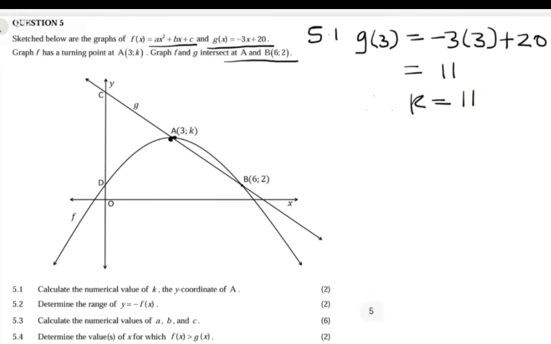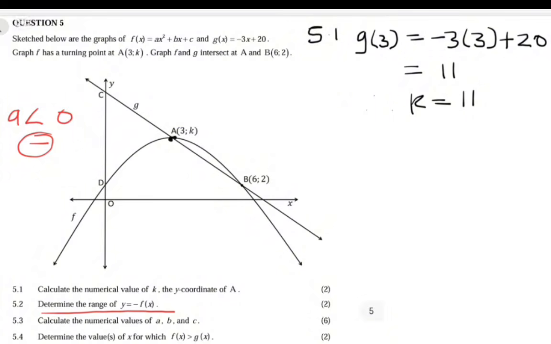So going to second question, they say determine the range of y, which is equals to -f of x. Here I want you to pay close attention to this graph because it's a little bit tricky by how they've put it here. If we take a look at our graph of f, it is a sad graph. In other words, the value of a here is less than 0, it's negative. We don't know the value, but we know that it's negative, because a sad graph is always negative.